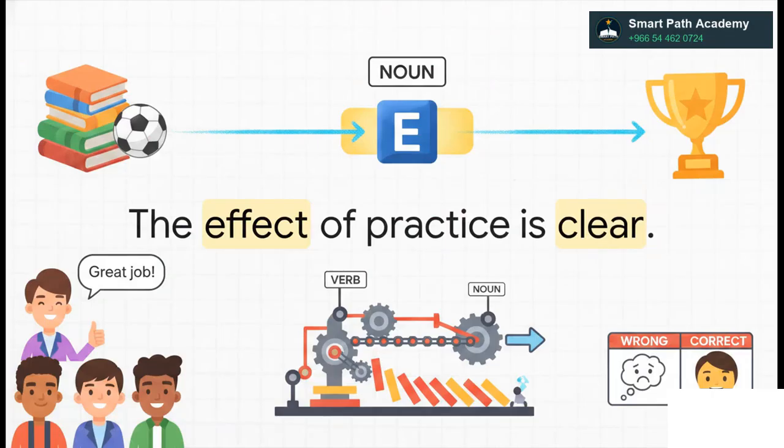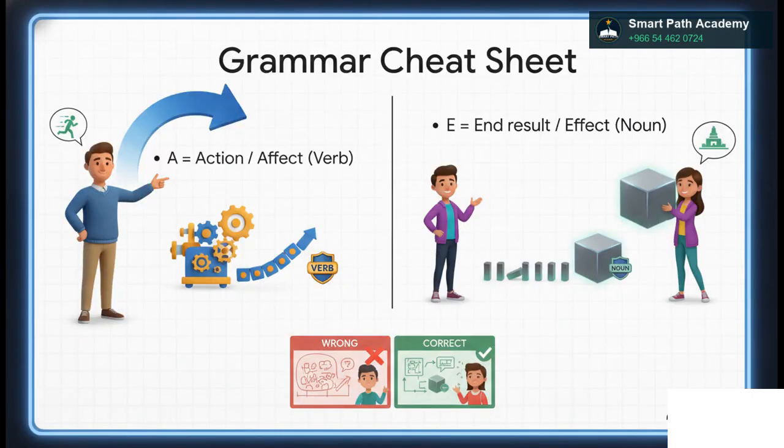Yep, we swap in the E word, because the clear end result of all your hard practicing is always the effect. It is the noun, the final solid outcome of all your hard work. So let's bring it all together with this cheat sheet. A equals action, so affect is your verb. E equals end result, so effect is your noun. Think back to that rainy sports match we saw at the very beginning. The rain actively affected the field, and the end effect was a delay.